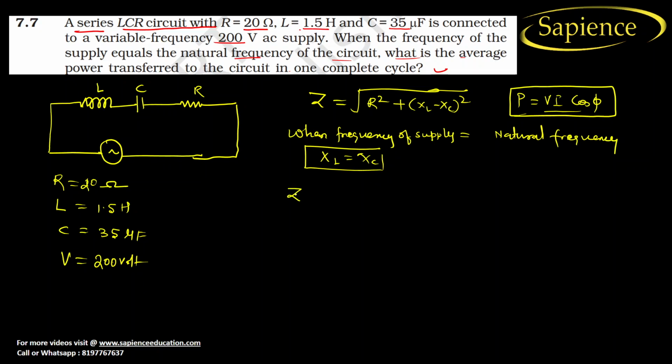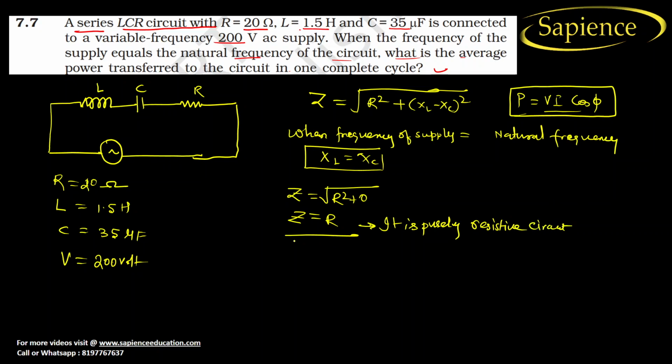So from there we can say that Z is equal to root under R square plus 0. So basically impedance is equal to resistance. It means that it is a purely resistive circuit. So in this, the phase difference will be 0 degree, right? So if you want to find the average power now, power is equal to how much? V into I. So how to find I?